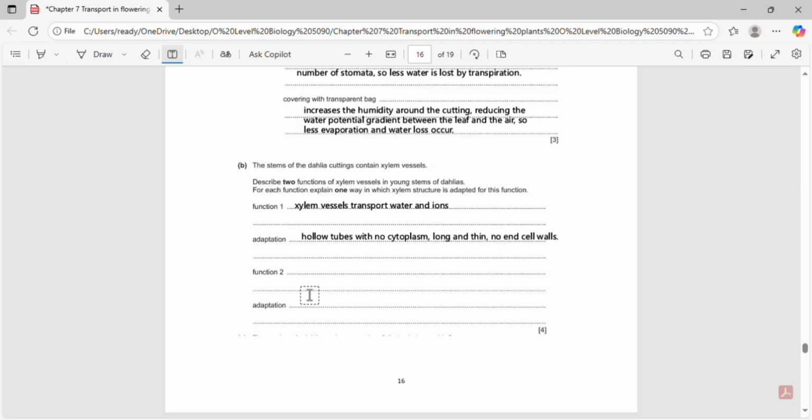The second function is, function 2 is it provides mechanical support which keeps the plant upright. The adaptation here is that the xylem vessels have lignified, strengthened, hard walls. This lignin provides rigidity and strength, allowing the plant to resist bending and stay upright, even as it grows taller.